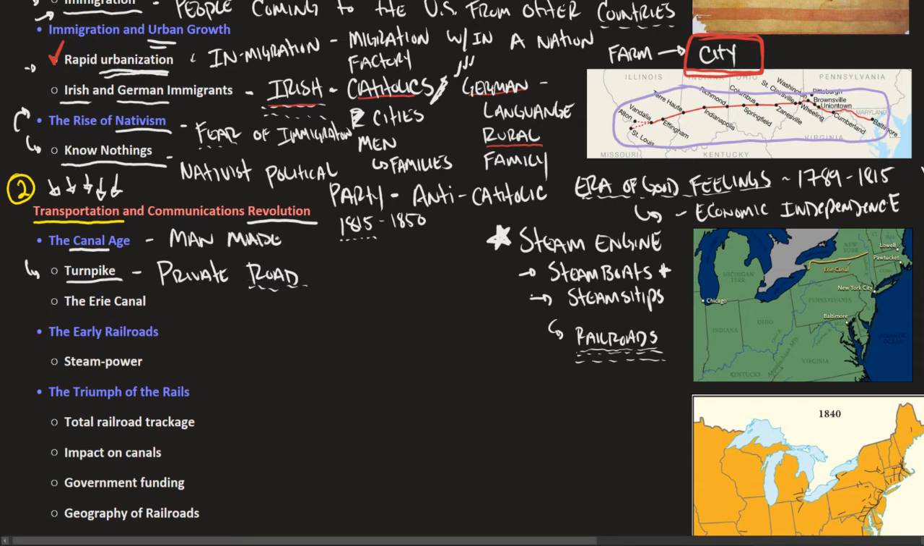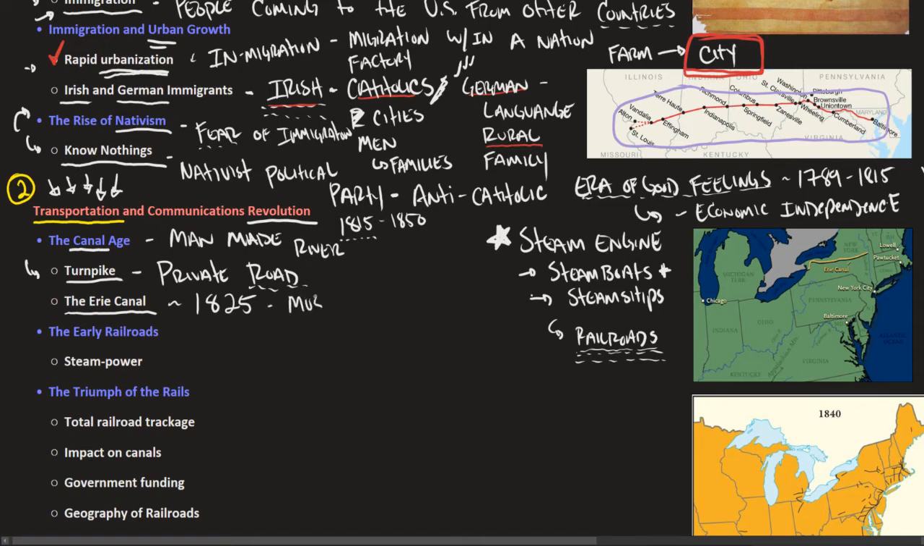Man-made river. Right. Connecting rivers together within the United States could allow for more export, more import of various goods, and allow people to travel. By far, the most successful, most famous, most popular canal built in this era was the Erie Canal. I may be wrong about this, but I want to say 1825 was when it was completed.